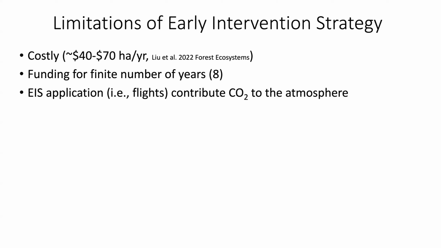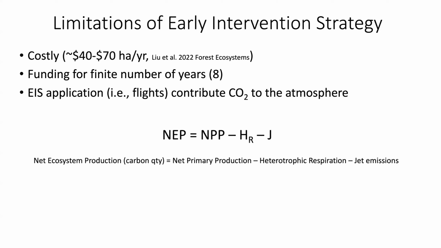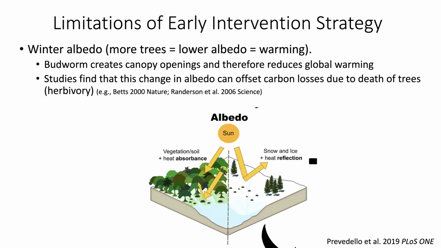Spray applications, like the flights, for example, also contribute carbon dioxide to the atmosphere. And so if we're thinking about a carbon budget, we probably need to think about more than just the trees, but also the emissions from the treatment itself. So maybe this net ecosystem production carbon budget could be primary production minus heterotrophic respiration minus the airplane jet emissions, right? A simple exercise to try to incorporate that in order to understand the full carbon footprint or budget when we are treating for the eastern spruce budworm.